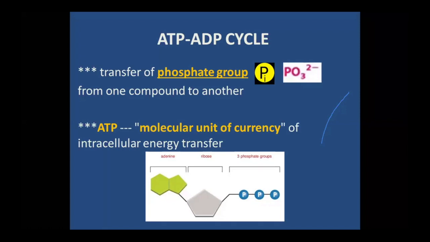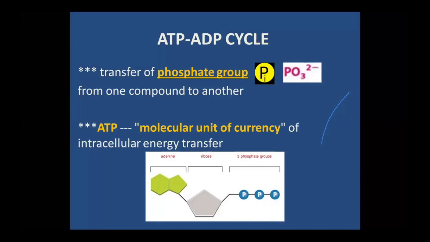Now these phosphates are part of ATP or adenosine triphosphate. ATP is the molecular unit of currency in cell energy transfer. This means that ATP is the molecule used whenever energy is needed for a process to occur. One or two inorganic phosphates are traded. Ipinapalit po siya in order for energy to be produced.